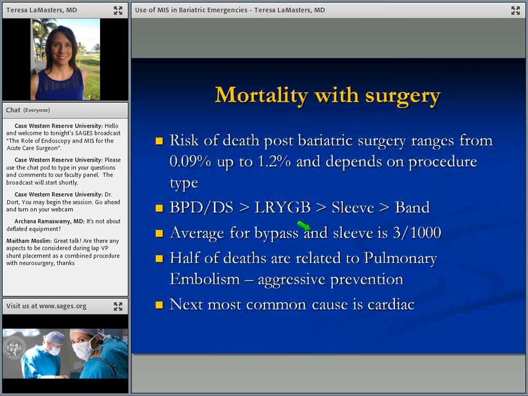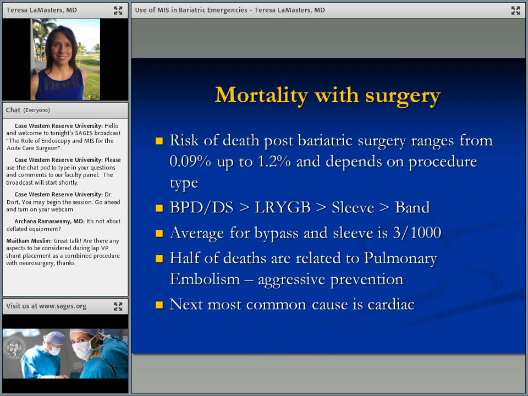The things that you should think about is people can die with bariatric surgery. It's highly unusual, but it's not impossible. The risk of death is anywhere from 0.09% up to 1.2%, and it decreases in risk as you travel from a duodenal switch all the way down to a band. Basically, the average for the bypass and the sleeve is really 3 in about 1,000. Half of the deaths are related to pulmonary embolism. Just as Dr. Paige had mentioned, aggressive prevention is very important in this population. The next most common cause of death is actually cardiac related.